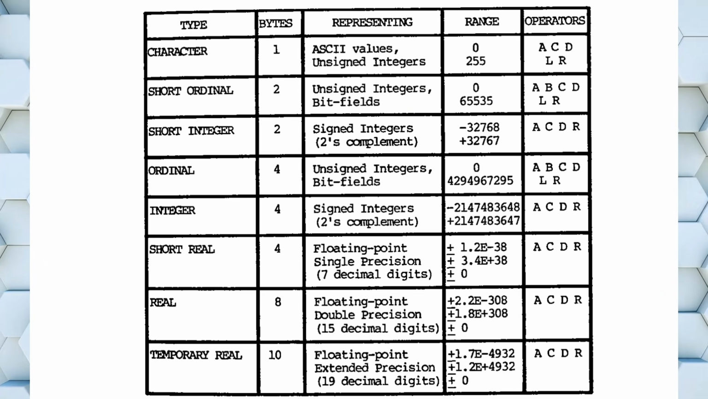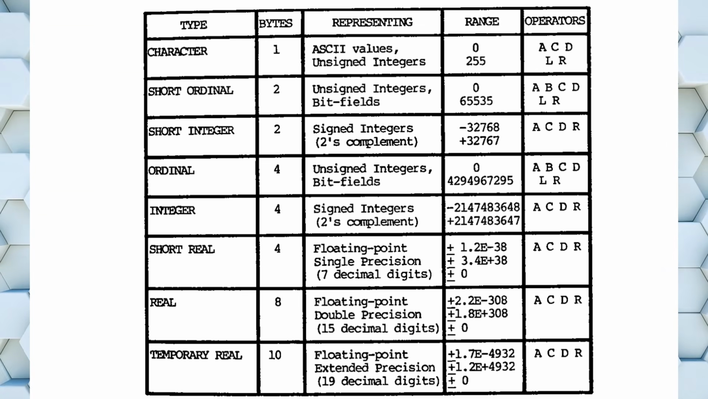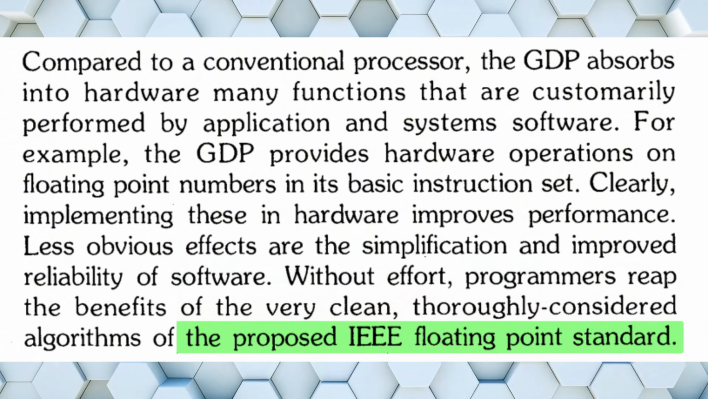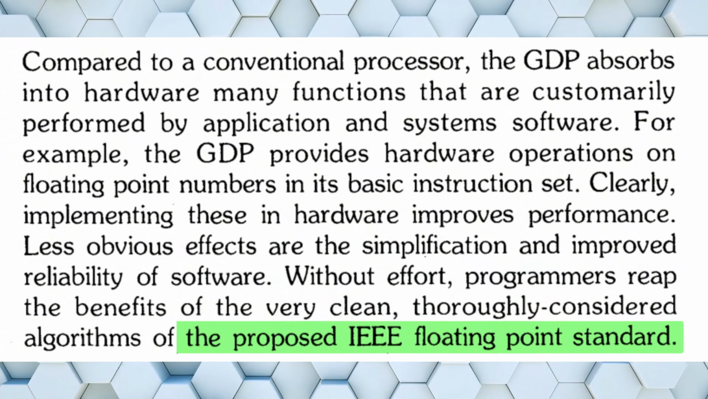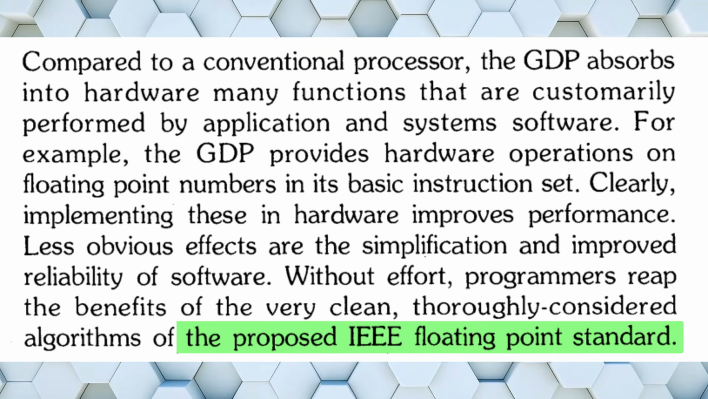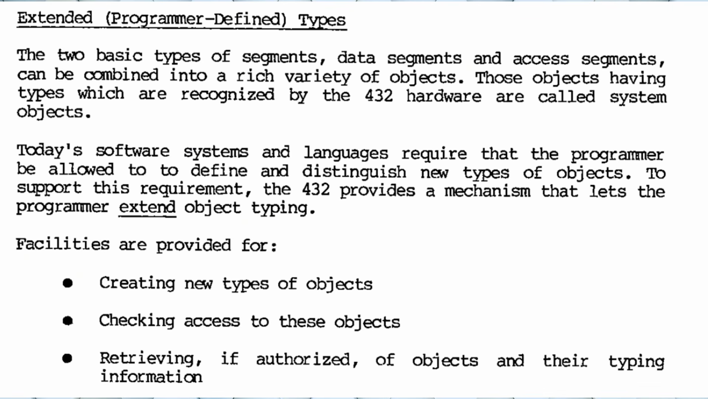Data types are also quite extensive. There are different integer types, up to 32 bits, and floating point numbers. APX was one of the first processors that anticipated the implementation of the well-known IEEE 754 standard. And there could also be system objects and even objects of custom types.